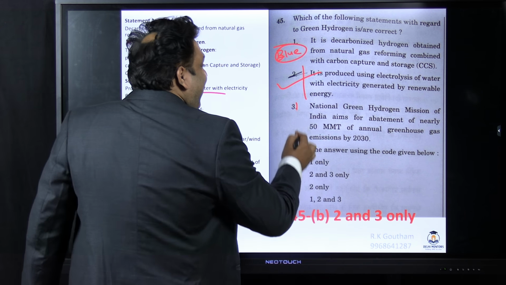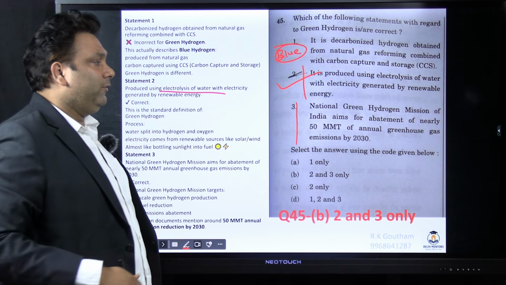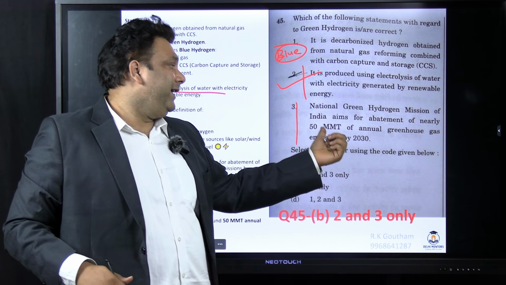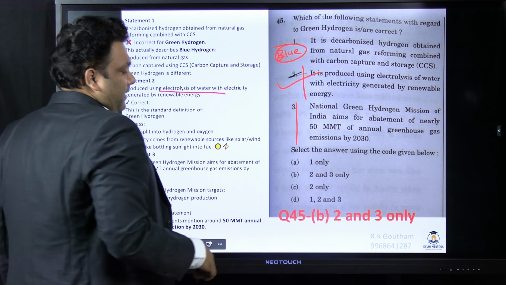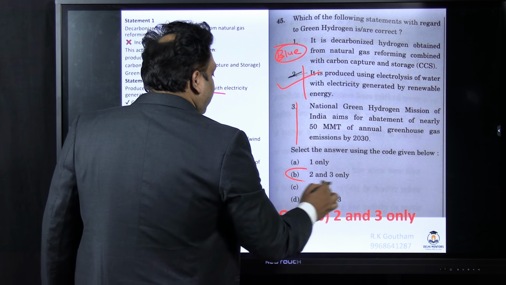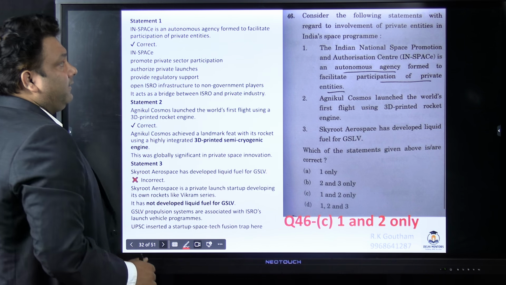The National Green Hydrogen Mission of India aims to produce nearly 50 MMT annually. This is also a right statement. So the correct answer here is B, 2 and 3.